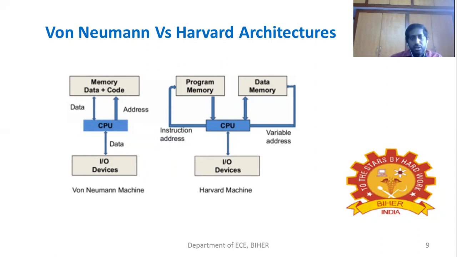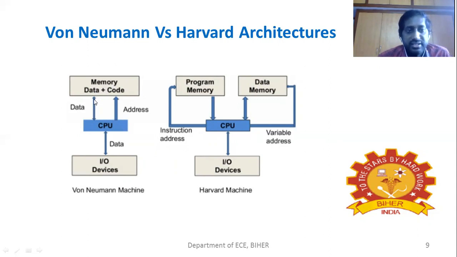So first we can see here in the Von Neumann machine, the same memory is used for both data and code. So the data and code can be stored in the same memory. There is no separate memory for data and code. So the central processing unit accesses this data plus code which is stored in a memory location.